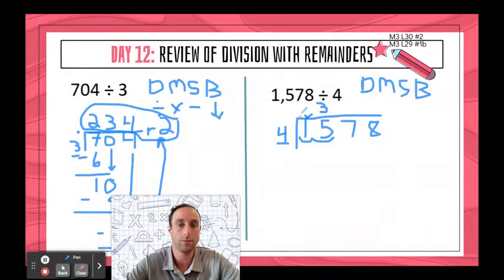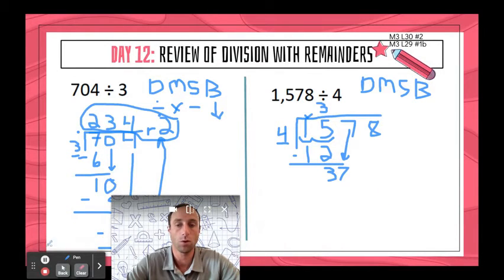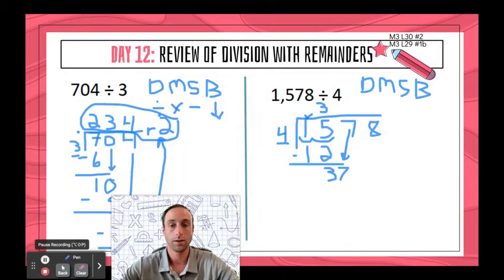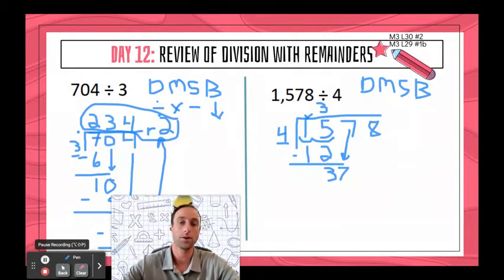That's my dividing. 4 times 3 gets me 12. That's my multiplying. My next step is to subtract. So I'm going to go ahead and do that. 15 minus 12 is 3. Bring down the 7, and my new number I'm going to be looking at is 37. How many times can 4 go into 37?